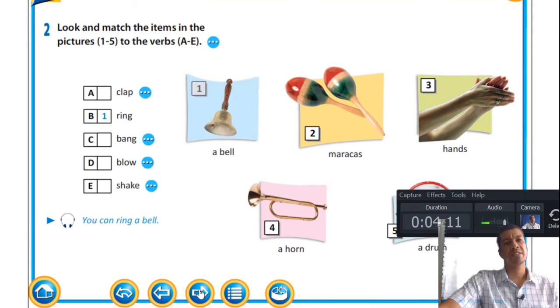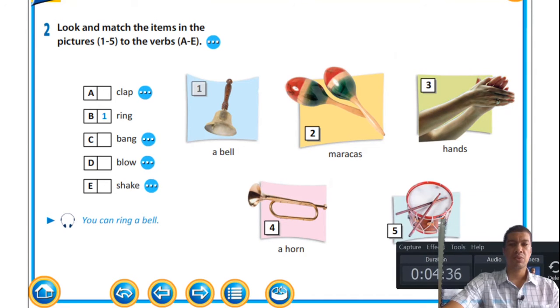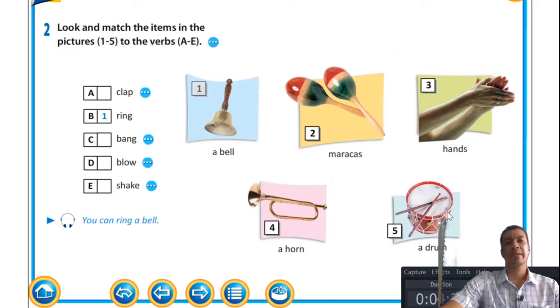Now look and match these items in the pictures 1 to 5 to the verbs A to E. The first one is given to us already. These are our 5 verbs, which means these are our 5 actions. Number 1, we have a bell, and a bell rings. This is the verb. We have clap, bang, blow, and shake. All of these instruments make different sounds, so we need to place them in the correct order.